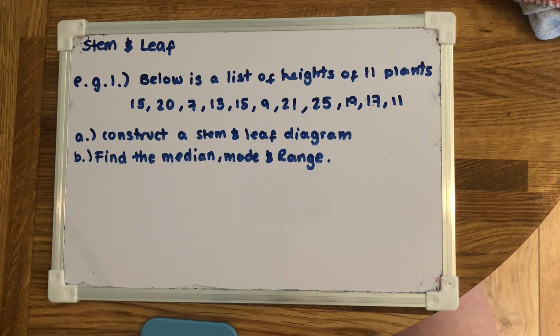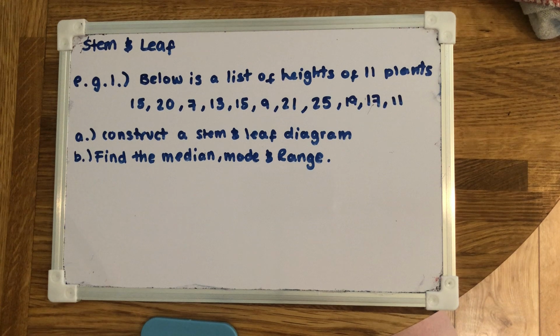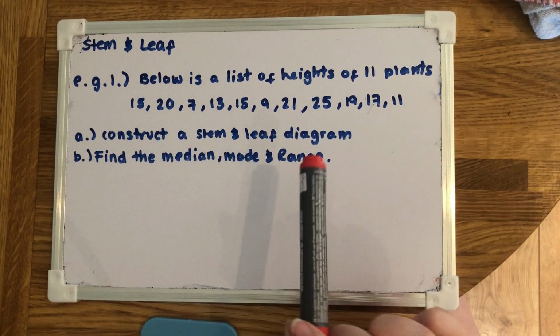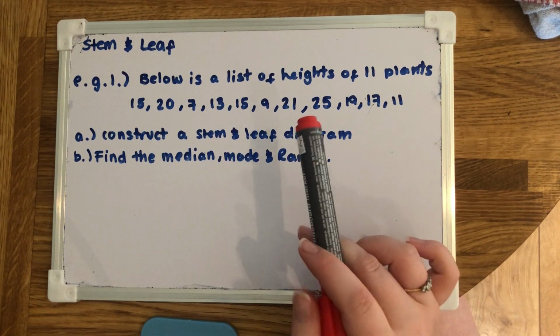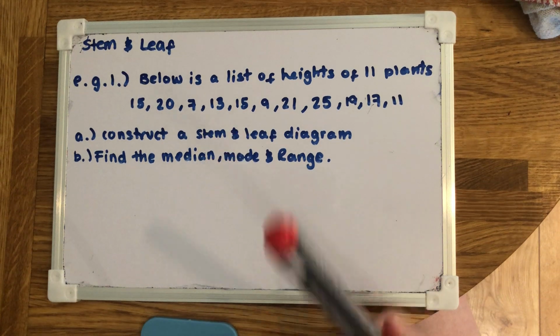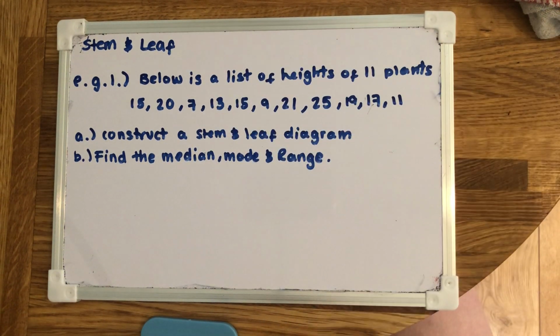Okay, so first thing I'm going to do is construct the stem and leaf diagram, and then we're going to do some questions of what they may also ask. So the first thing you need to do is make sure that the numbers you are given are in ascending order. That means going from the smallest to the biggest. If you look at the numbers at the moment, they are not in ascending order, they're just mixed. So we need to put them in order first. Okay, so I'm going to do that up here.